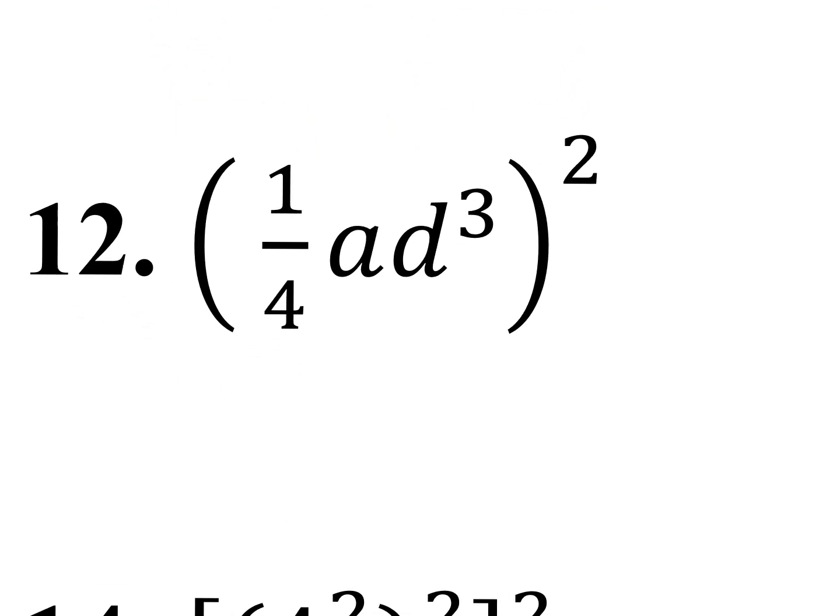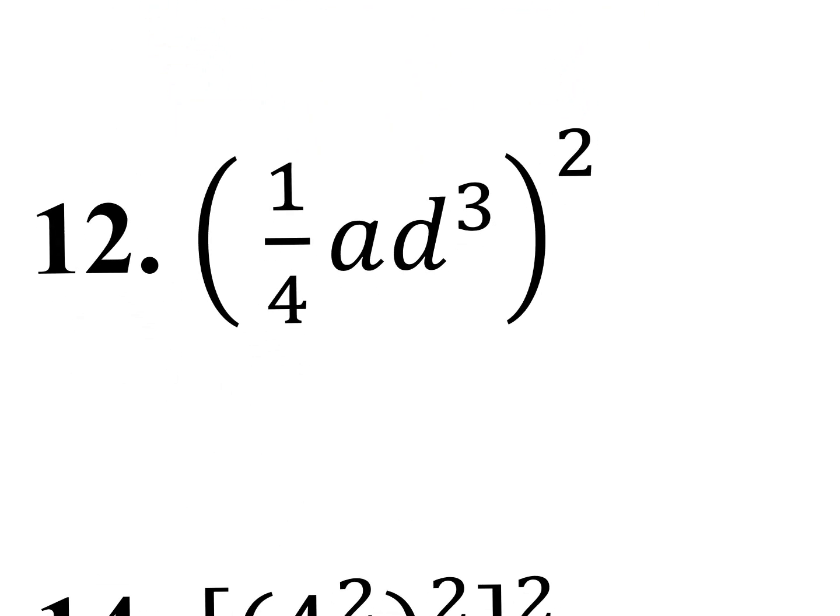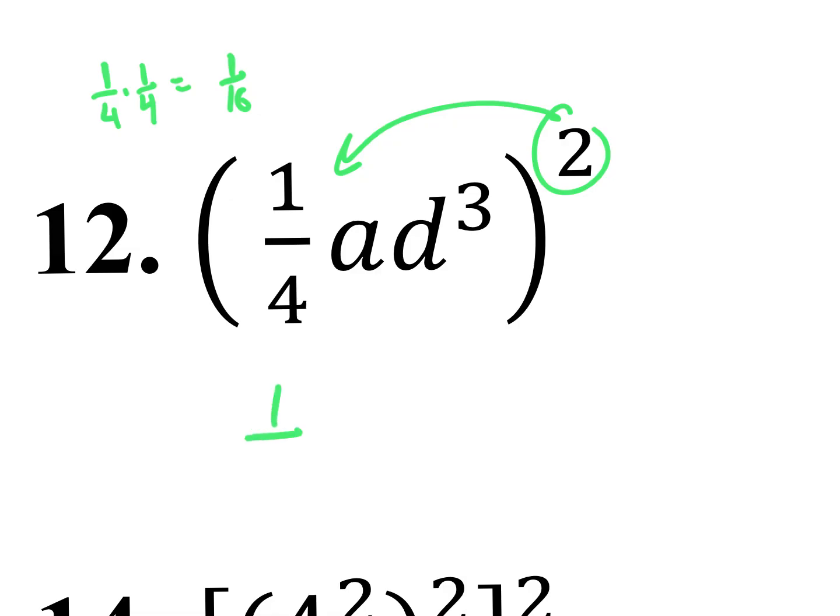Number 12. Same thing. You have parentheses with an exponent on the outside. Distribute that. Put that right there on the 1/4. So what is 1/4 to the second power? You could do it on the calculator, or you could do it by hand. 1/4 times 1/4 is 1/16. So far, first part of our answer is 1/16. And then you could distribute the 2 to the a, and that'll be a squared. Distribute the 2 to the 3 and a power to a power. Multiply, d to the sixth.